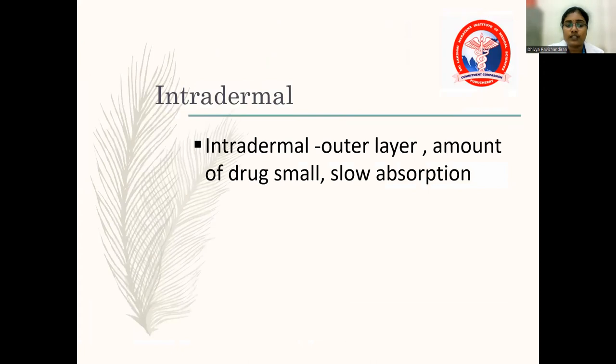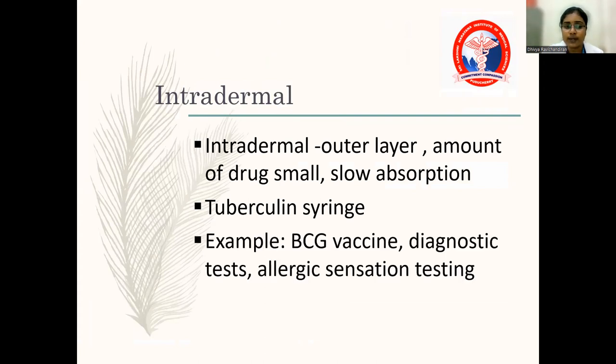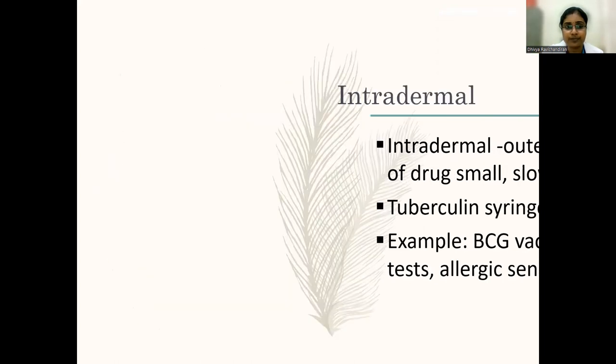Intradermal route. Intradermal is the outer layer just beneath your epidermis. The amount of drug which is given through intradermal is very, very small, not more than 0.1 ml, and the absorption is also slow. Mostly we use a tuberculin syringe for intradermal injections. Examples are BCG vaccine, diagnostic tests like the Mantoux test for TB, and allergic sensitivity tests are done through intradermal. And most of your antibiotic test doses are given through the intradermal route of administration.